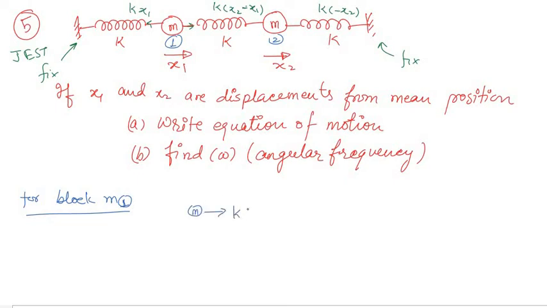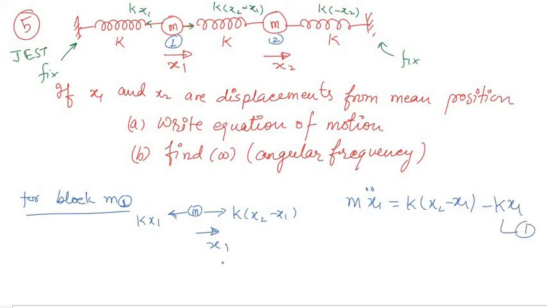This force is acting, k times x2 minus x1, and there is a force in the opposite direction, that is k times x1, and the acceleration is in this direction, that is x1. So the equation of motion is m x1 double dot is equal to k times x2 minus x1 minus k times x1. So that is your first equation of motion.